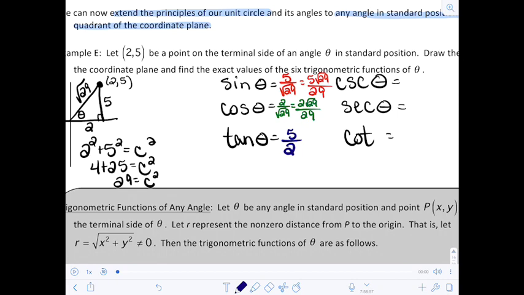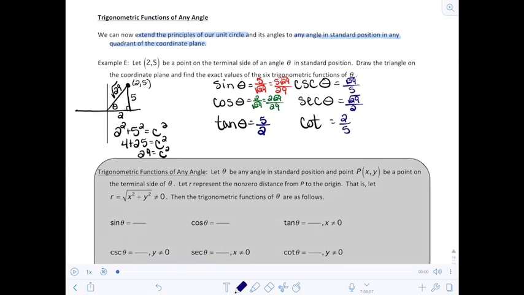Now I'm just going to do the reciprocals. So cotangent is 2/5. And then for sine and cosine, being that they had the radical on the bottom, when I flip them and do the reciprocal, cosecant and secant, it's pretty nice. I would just have the square root of 29 over 5 and the square root of 29 over 2. So given a point on the terminal side, we label that triangle, and now I have the sides, and I can tell you all of the 6 trig functions.